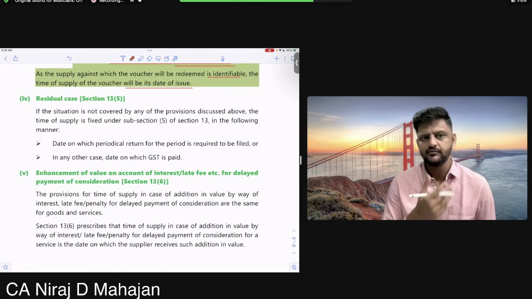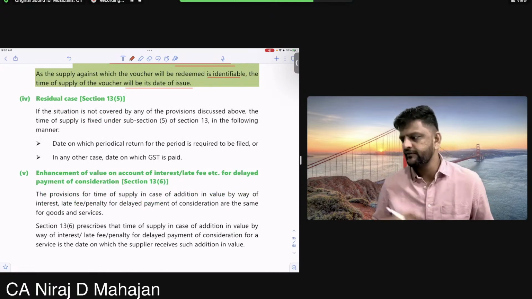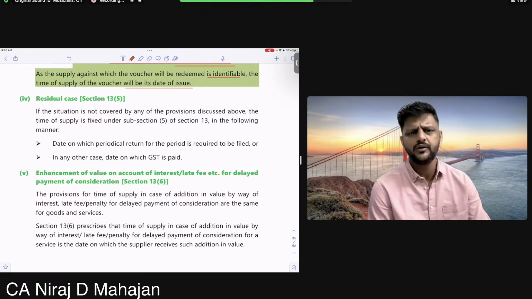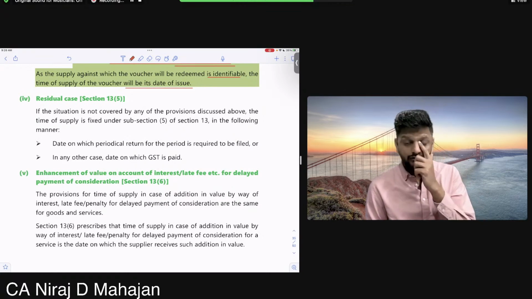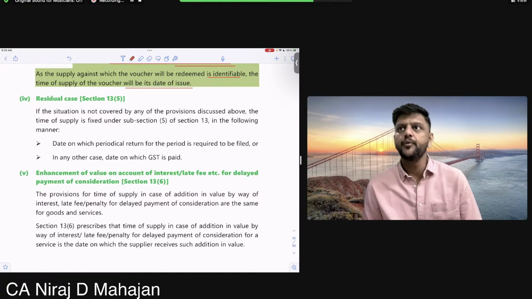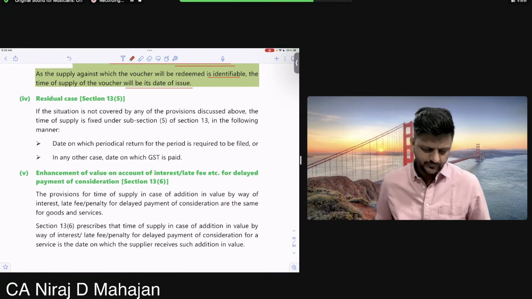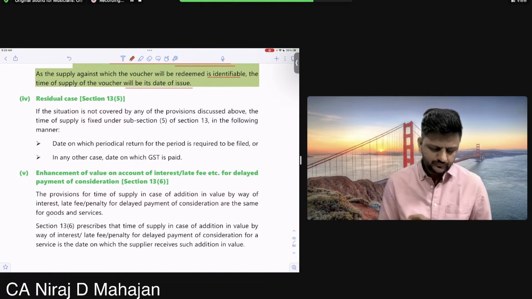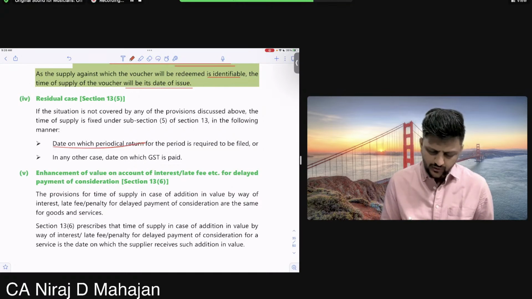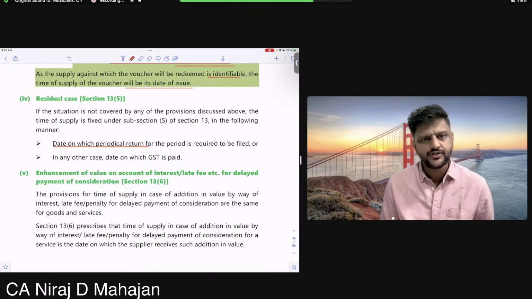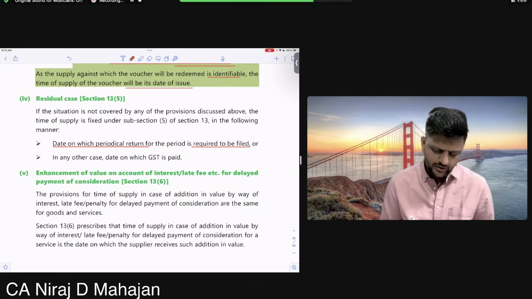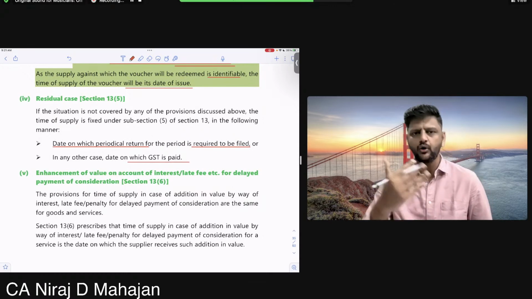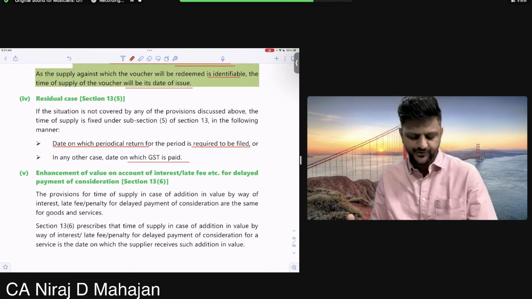Residual case you were discussing, nothing is available. Even recipient's books are not available. No records are available. Then what do we take? There will be demand from the officer. But what will be taken as time of supply? Because then you have to calculate interest and all. So the date on which the periodical return is required to be filed. So the due date of GST return, or the date on which GST is actually paid through demand or whatever. That will be taken as time of supply.